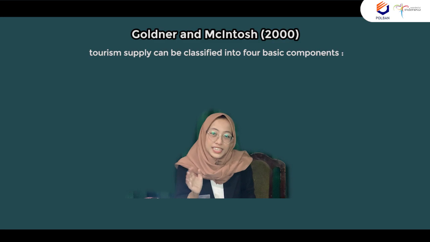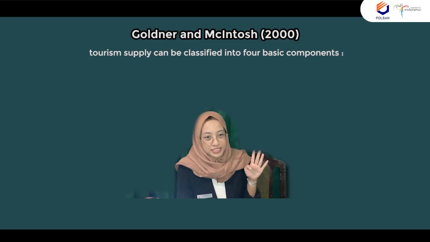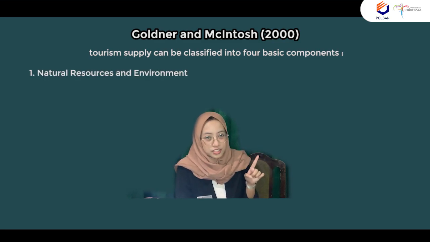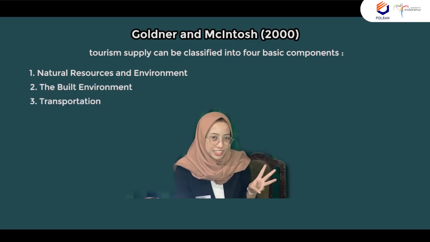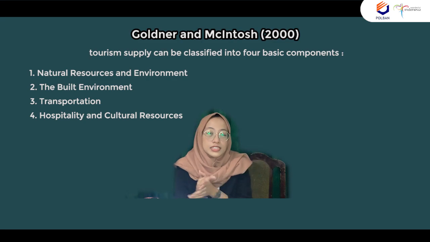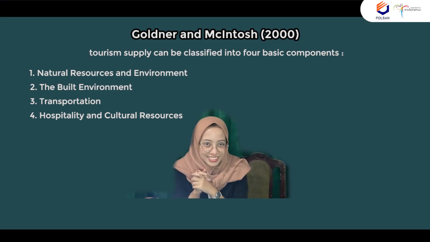Alright, after you know the definition of tourism supply, now I'm going to tell you about the classification. According to Goldner and McIntosh in 2000, tourism supply can be classified into four basic components. First, natural resources and environment; second, the built environment; third, transportation; and last, hospitality and cultural resources.